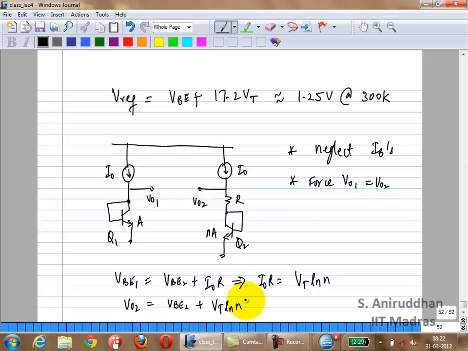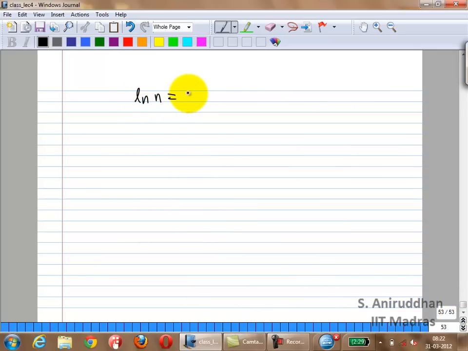Correct? This is actually exactly what we wanted originally from your band gap. You wanted a VBE term, you wanted something proportional to VT. The only problem is here we don't have alpha 2. Right? That's the only difference. Apart from that, VO2 directly gives you your band gap reference you wanted. But what is the value of N you need? This is your condition. You want VT plus 17.2 VT. So ln N is 17.2. What does it lead to? What will it give you for N? It will give you something crazily large. Right? So this definitely won't work in its present form. We will have to modify it such that we have some alpha 2.